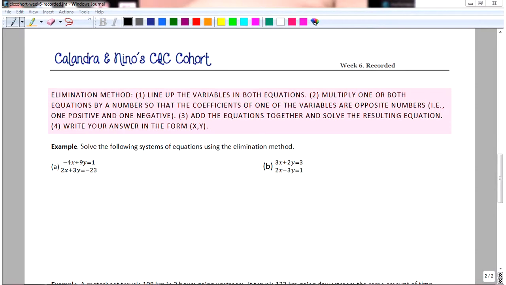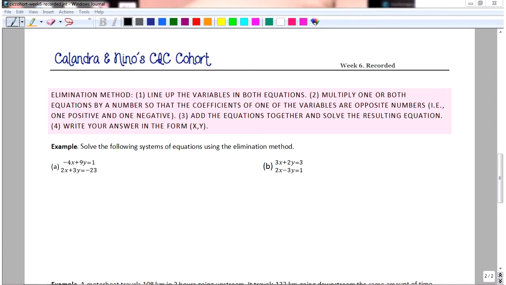Next, we want to look at how to solve a system of equations using the elimination method. The first step in the elimination method is to line up the variables in both equations so that you have a column with the same variables, so to speak, and line up your equal signs. Secondly, multiply one or both equations by a number so that the coefficients of one of the variables are opposite numbers. In other words, you have one that's a positive and one that's a negative.